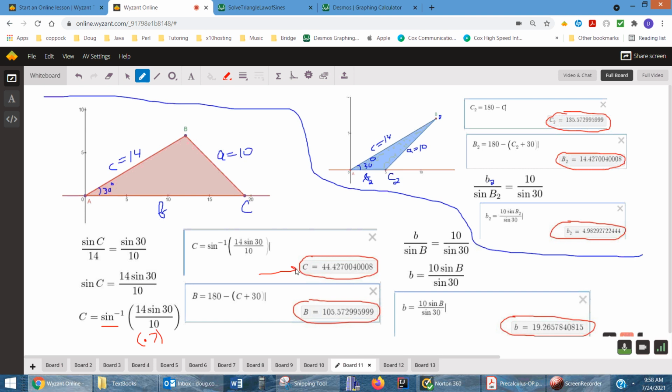So angle C in this triangle is 44, and usually we only go to the precision of the given information. So we'd probably say 44 degrees instead of 44.427. And now you can find the third angle. Once you know 2 angles, you can find the third angle by adding the 2 known angles and subtracting from 180. So we get 105, probably rounding up to 106.